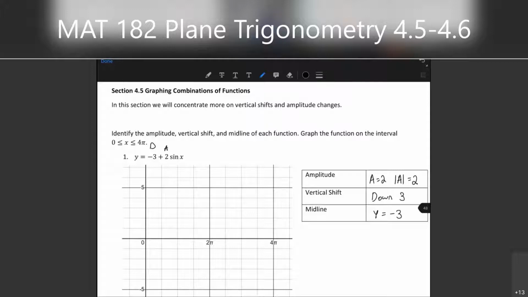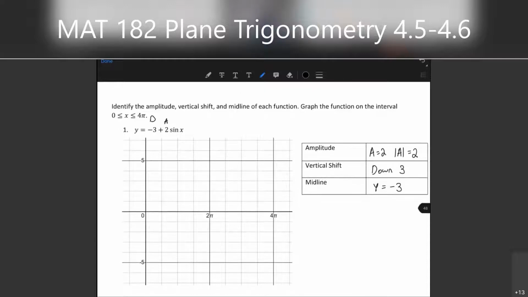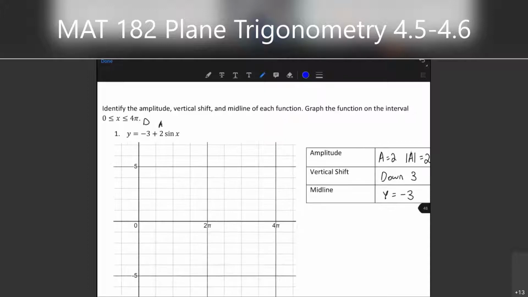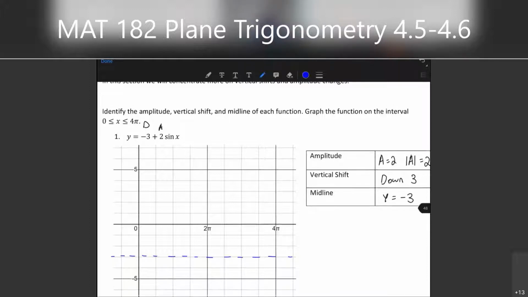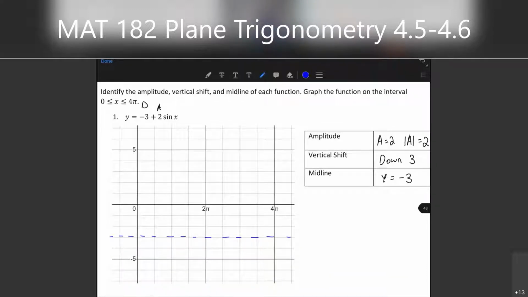So when we go to graph this, I first want to think about finding my midline, and then I'm going to graph my function off of my midline. So since my midline is -3, I'm just going to draw that in on my graph. So let's do it with a different color. We'll do my midline in blue at -3, a little dotted line. So there's where my graph is going to be centered.